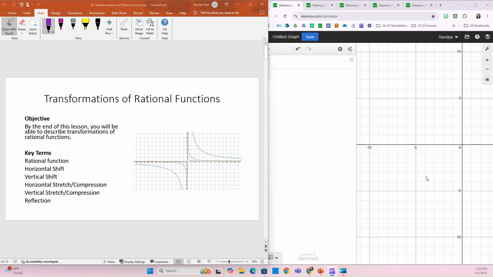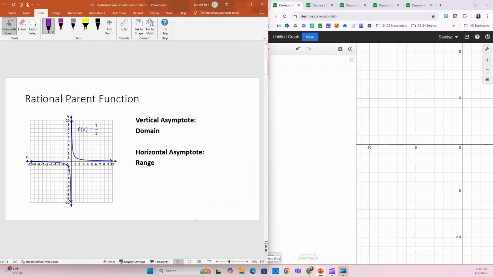In this video, we're going to talk about how to describe transformations of rational functions. So remember, the rational parent function has a vertical asymptote at x equals 0, like we discussed in the previous video. And remember, the domain is going to be in two pieces. We have a piece that comes from negative infinity to 0, and a piece that goes from 0 to positive infinity. The horizontal asymptote will be at y equals 0. Remember, the range is going to go from negative infinity to 0 for the first piece, and then it's going to go from 0 to positive infinity for the second piece.